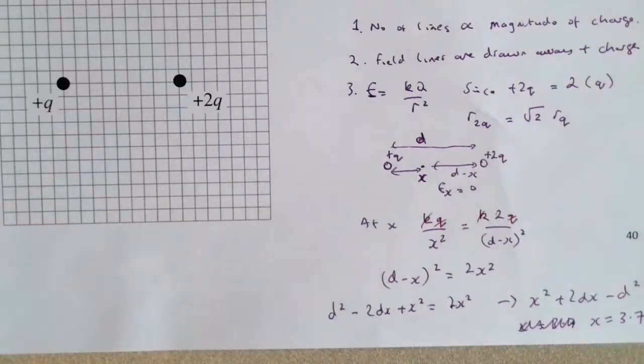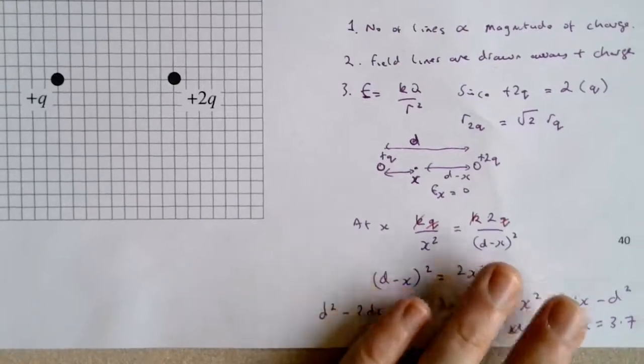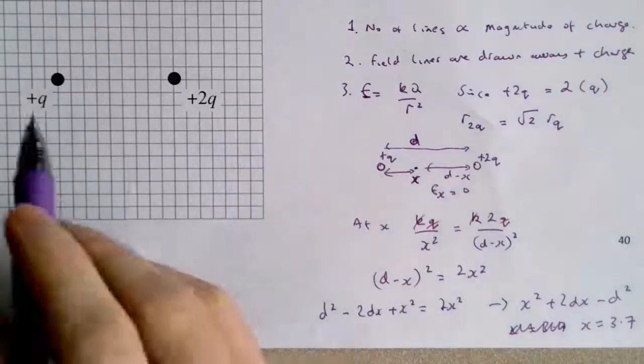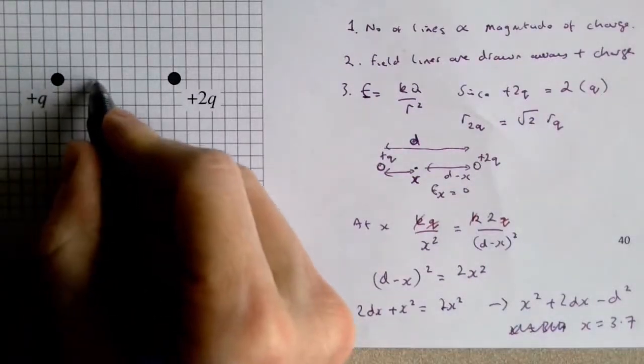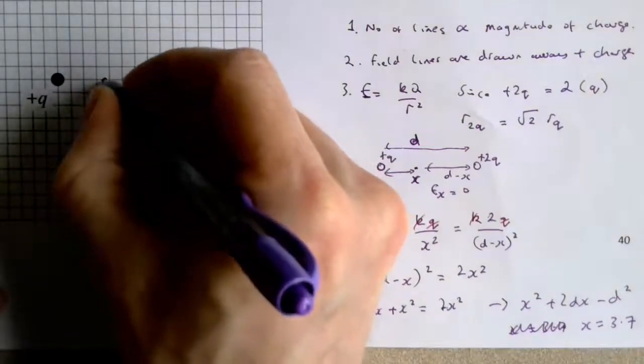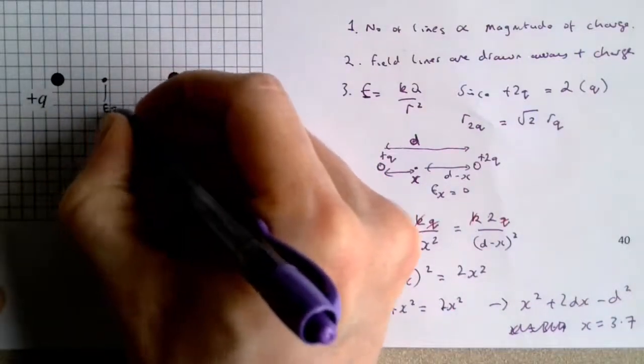And that means that the point is 3.7 boxes from the Q charge, which means that if we subtract the 3.7 from the 9, we should end up with 5.3 for the other one. And so if we're at 1, 2, 3 around here, this is our point where our field is 0.